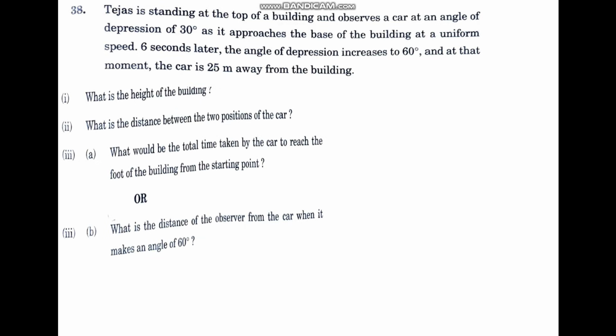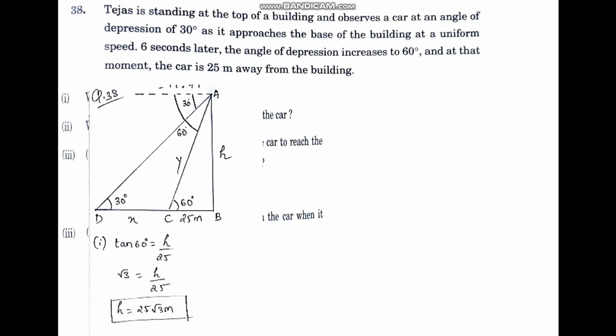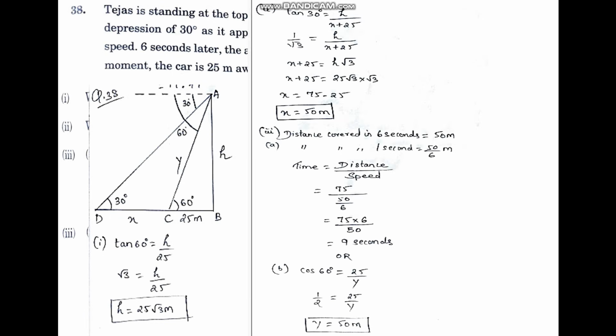Next, what is the distance between two positions of the car? That means we need to find what is DC. What is the value of x? So that is tan 30 degree, again perpendicular by base, h upon x plus 25, and tan 30 is 1 by root 3. On substituting the value, we are getting the distance between the two positions of the car, x, which is 50 meter.